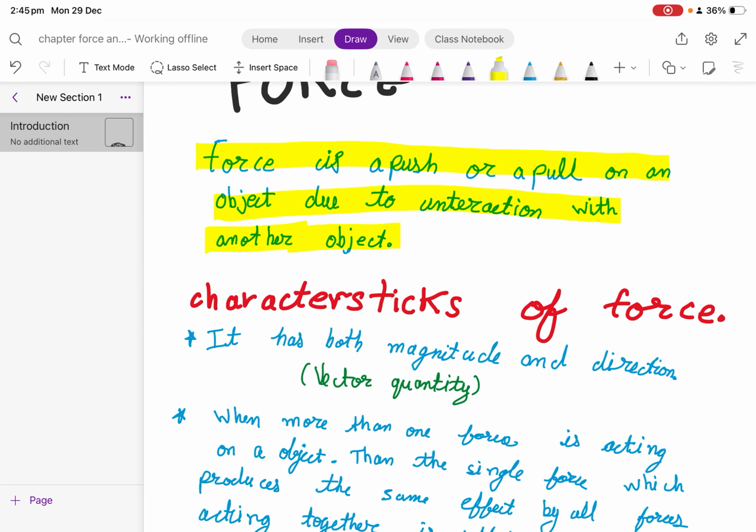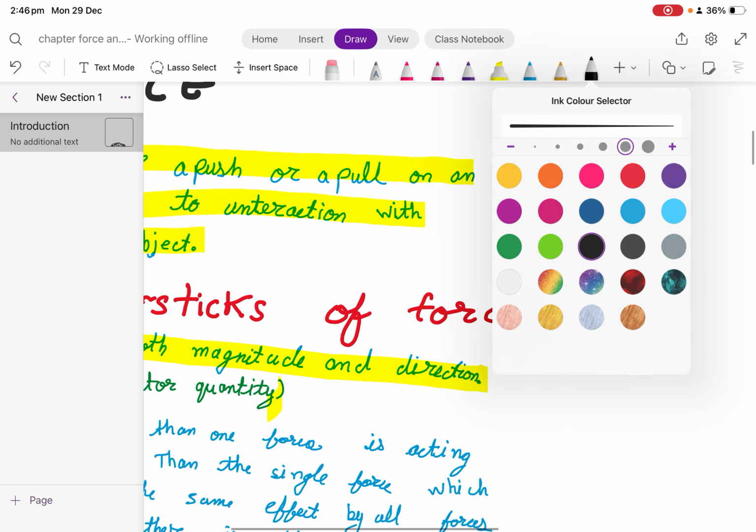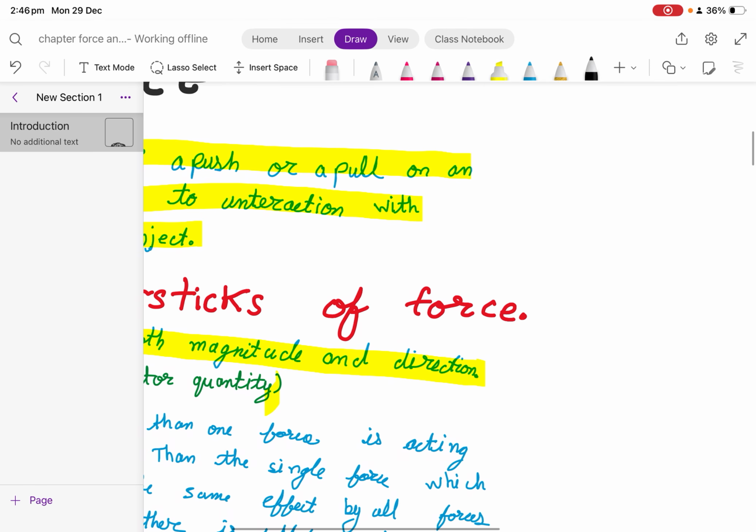Characteristics of force: it has both magnitude and direction. What is magnitude? Magnitude is the amount of force you apply on the object. Okay, that means it's a vector quantity. Those who don't know what a vector quantity is, I'm going to explain that too.